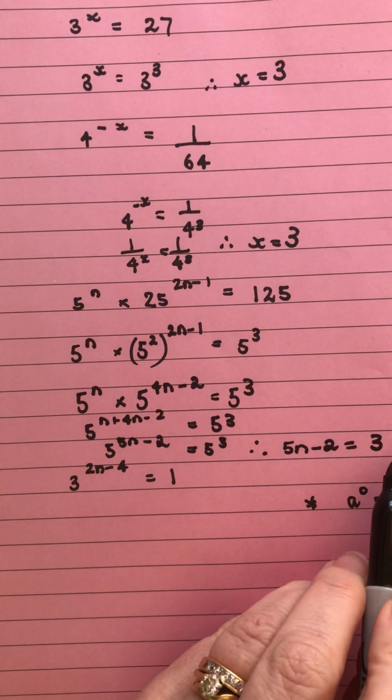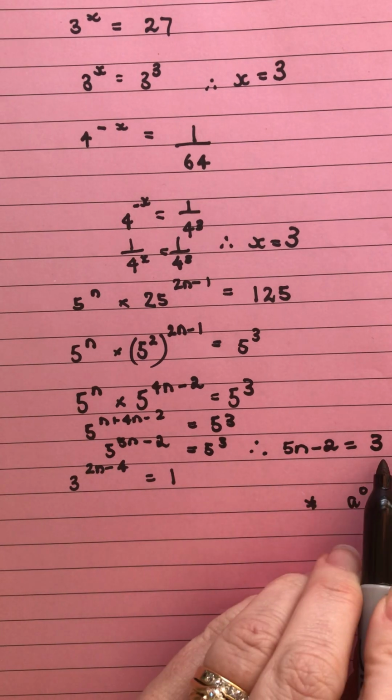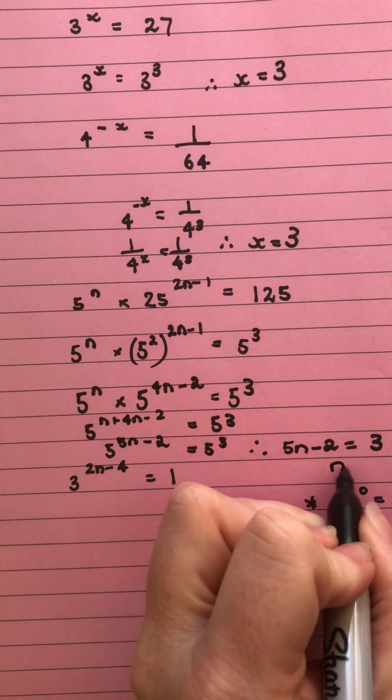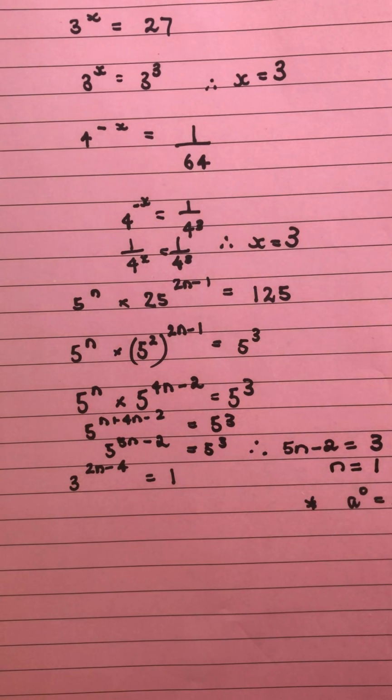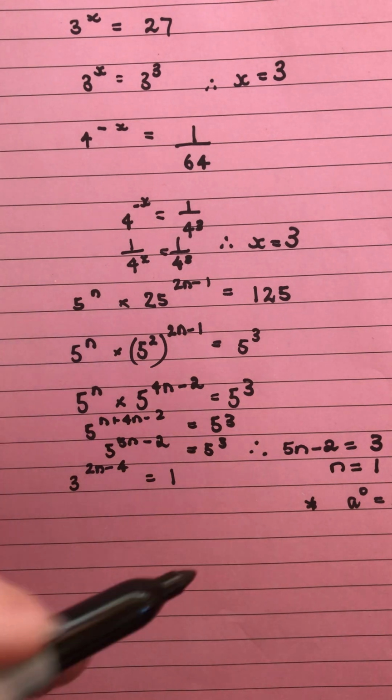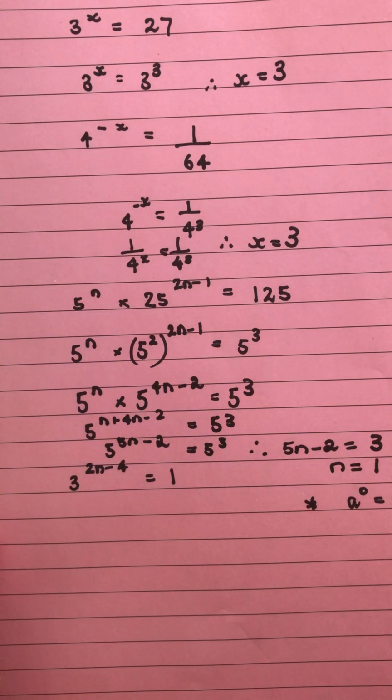So I can add 2 to both sides and get 5n equals 5, then I can know that n must be equal to 1. I can then go back and check that if I want in the original equation and type that in and check that it worked.